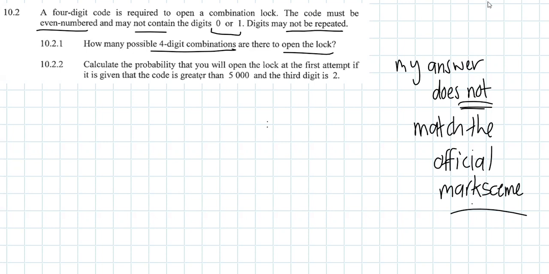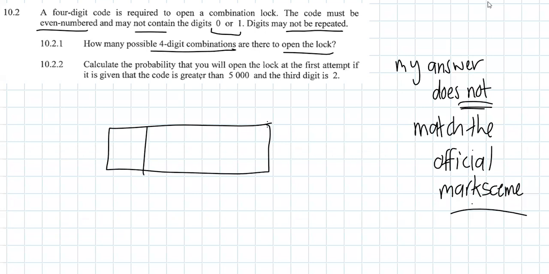So what I usually do is draw myself a box. It's a 4-digit code, so the sample space has 4 options. And we're working with numbers. So 0, 1, 2, 3, 4, 5, 6, 7, 8, or 9.